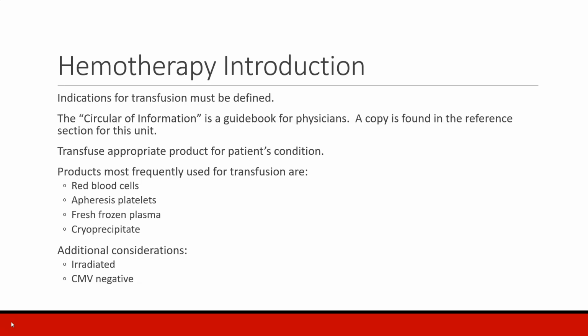For example, if the patient is anemic, they do not need whole blood. They only need the packed cells. The 4 products most frequently used for transfusion are red blood cells, apheresis platelets, fresh frozen plasma, and cryoprecipitate. Some additional transfusion considerations are for those patients who require irradiated blood products and CMV negative blood products.